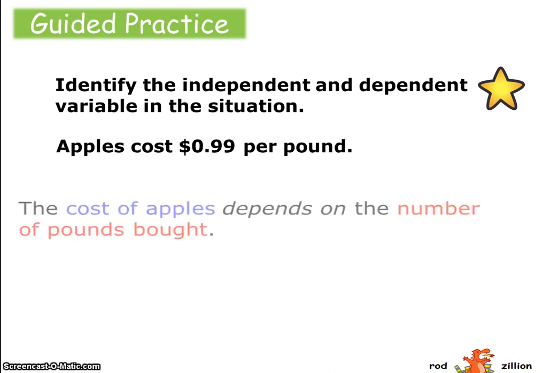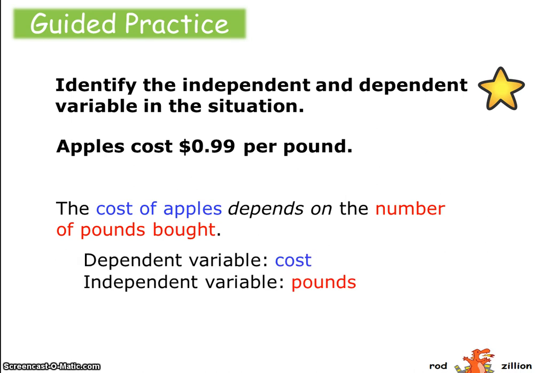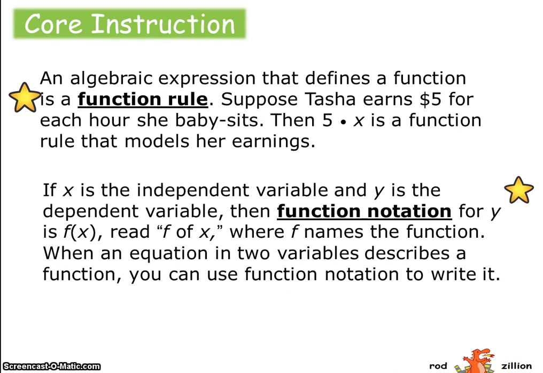Welcome back. The cost of the apples depends on the number of pounds bought, so the dependent variable is the cost and the independent variable is the pounds. So an algebraic expression that defines a function is a function rule. Suppose Tasha earns $5 for each hour she babysits. Then 5 times x is a function rule that models her earnings.